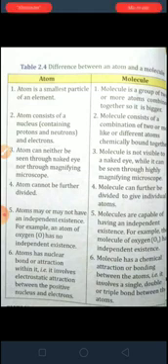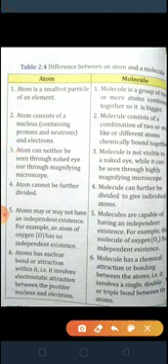Atom is the smallest particle of an element. Molecule is a group of two or more atoms combined together by attractive forces called chemical bonds. So the size of a molecule is bigger than the size of an atom.